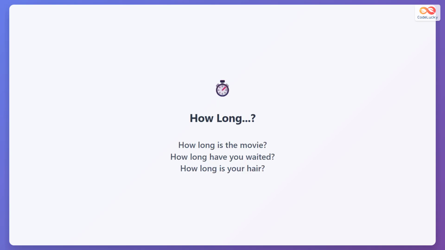How long questions have two meanings, physical length or time duration. How long is the movie asks about running time in hours or minutes. How long have you waited asks about time spent waiting. How long is your hair measures from scalp to hair ends. The answer always uses time words or measurement words.